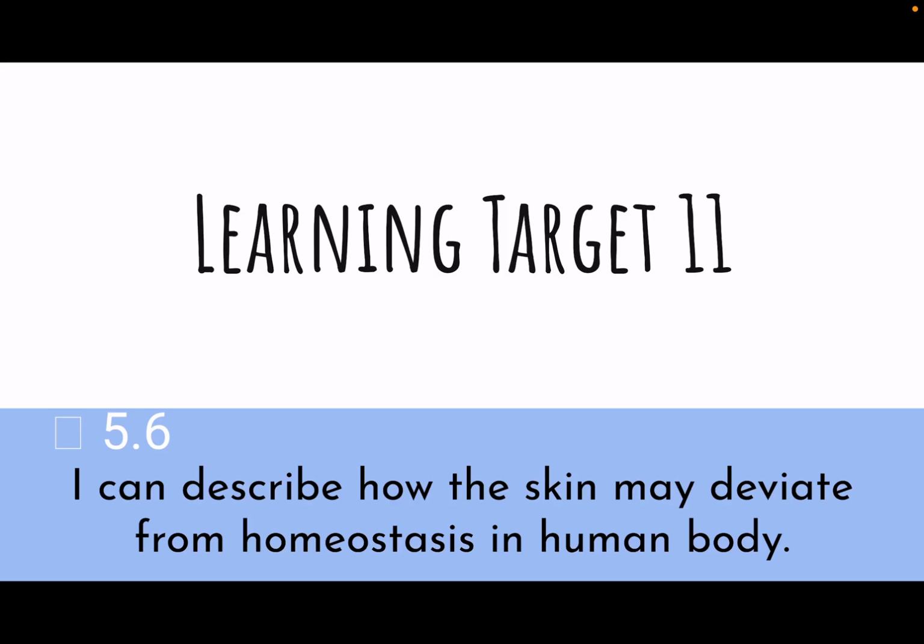Okay, last learning target of the integumentary system. Learning target 11, I can describe how the skin may deviate from homeostasis in the human body. So remember, homeostasis, maintaining stable conditions. So what happens if our skin gets out of homeostasis?